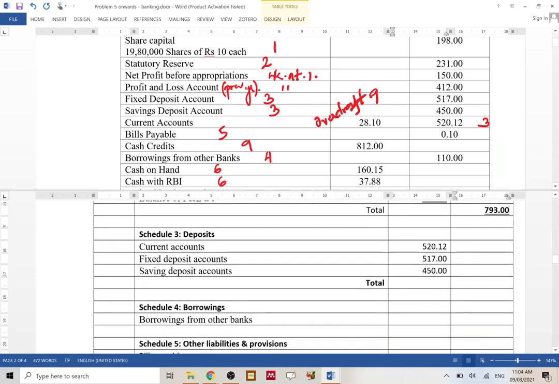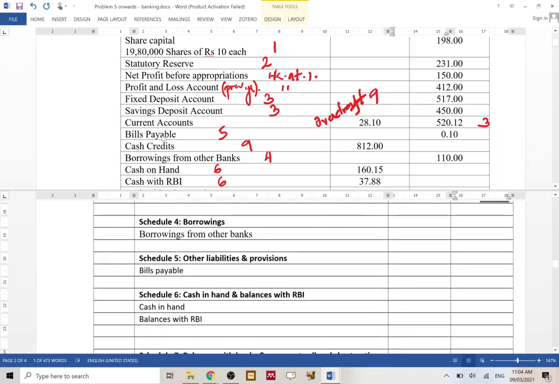Yes, okay. So the total of the deposits that we get, we will write in the outer column: 1487.12. All three deposits give us this total. Next is bills payable. I'm going by this order and not exactly by this. We write one item at a time. Bills payable under other liabilities and provisions is 0.10. No other item, so I'll write it directly outside.